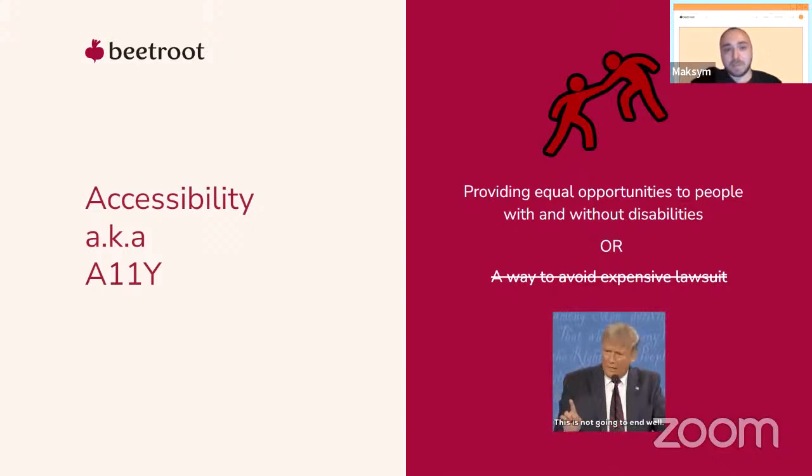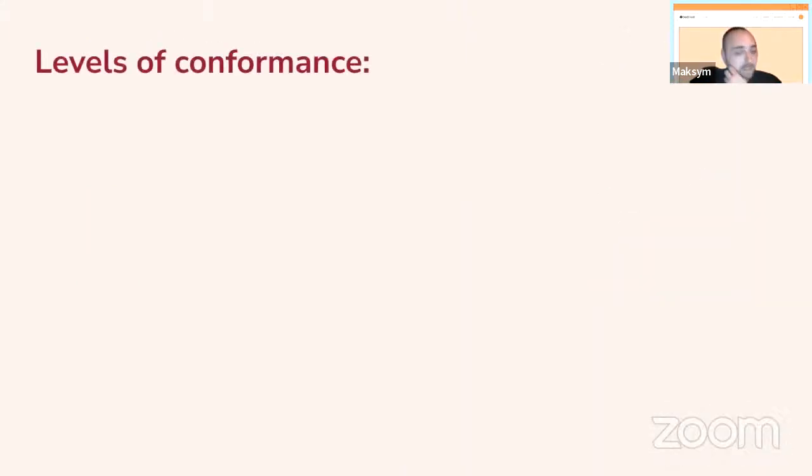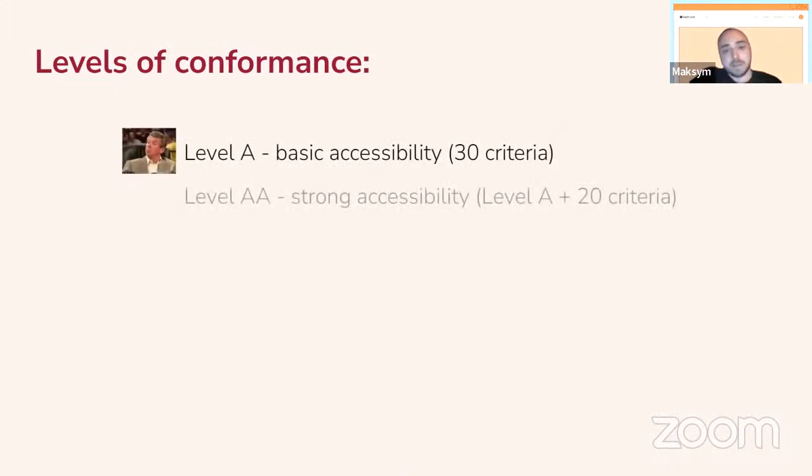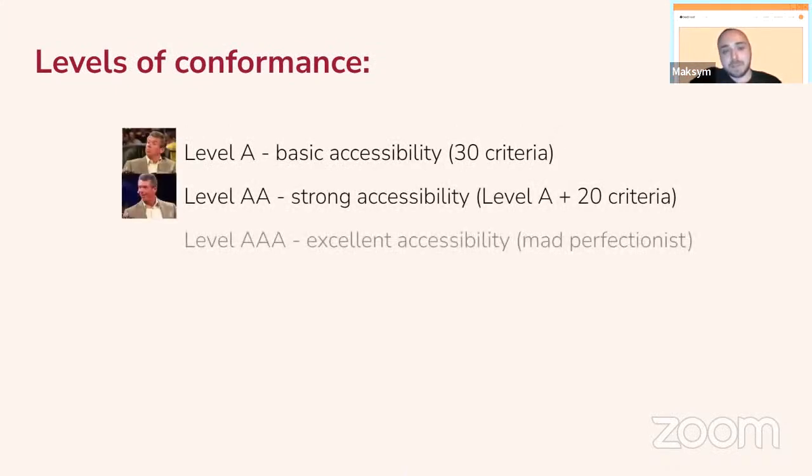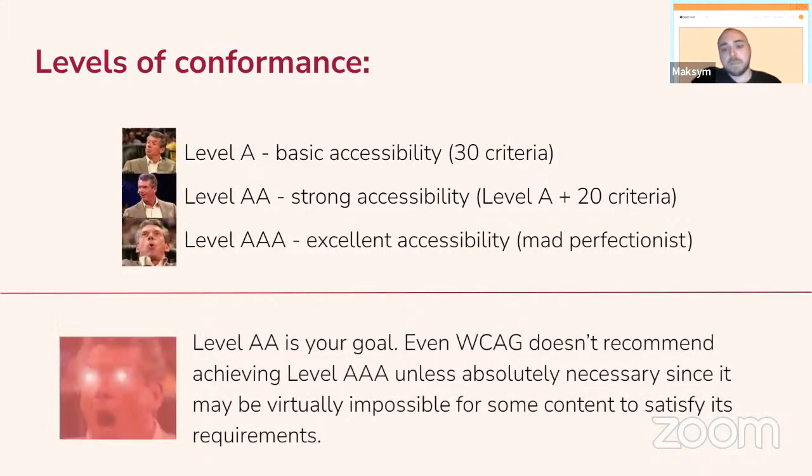Implement accessibility with those in mind who actually need it, people with different kinds of impairments. But how do we actually implement web accessibility? There is a web accessibility guide, and there are three levels of conformance. Level A is basic accessibility. Level AA is strong accessibility. Level AAA is excellent accessibility, but it's meant for perfectionists, and you don't really need to achieve this level of conformance all the time. Even the Web Content Accessibility Guidelines don't recommend achieving level AAA. Level AA is more than enough.